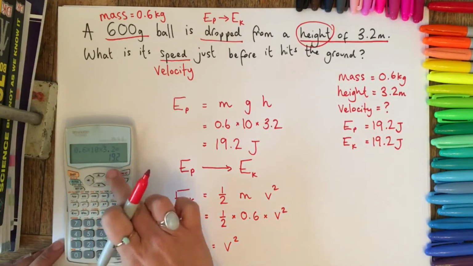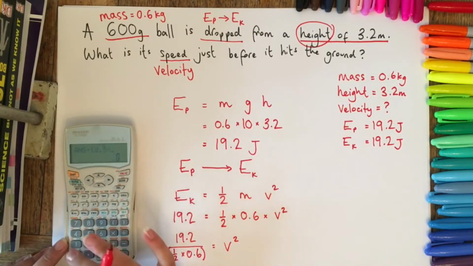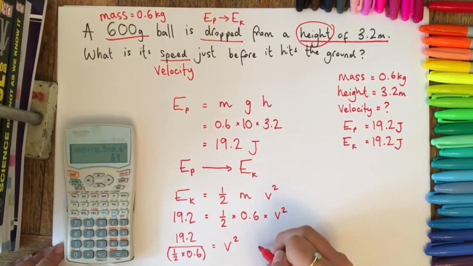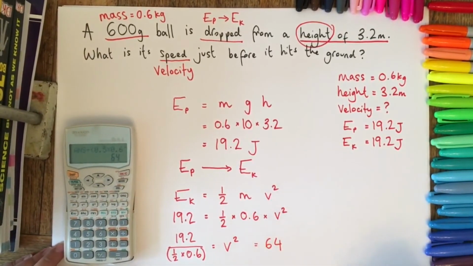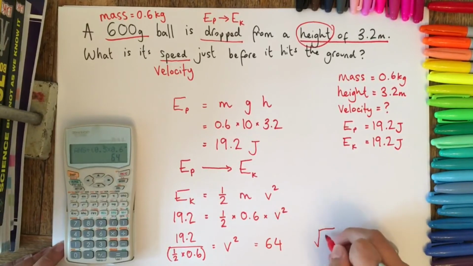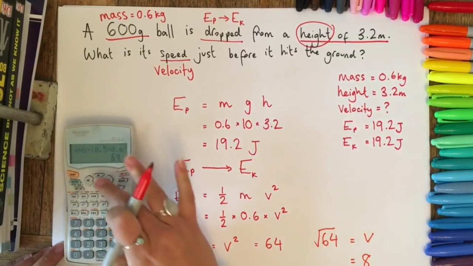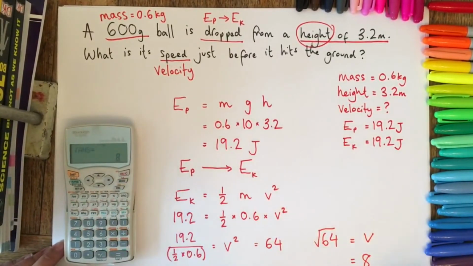If we do this on the calculator, we've still got 19.2, divided by 0.5 times 0.6, and this is going to give us 64. Now we're almost there, but we need to remember that 64 is actually v squared. So we need to do the square root of 64 to give us v, and this will be 8. The square root of 64 is 8. So that's 8 meters per second that this ball will be traveling at just before it hits the ground.